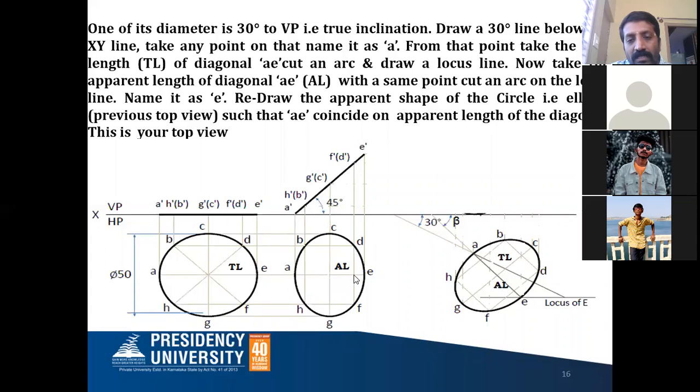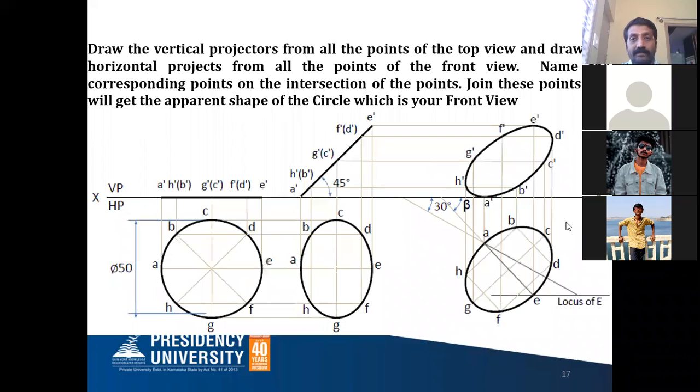So these 4 distances are the same. From here you cut an arc like this. From here you can cut an arc. So in any method you can go ahead and you can get it. Like this you have to redraw, with a smooth curve while joining it, so that it looks like an ellipse. So does anyone have any doubt? You can put it in chat.